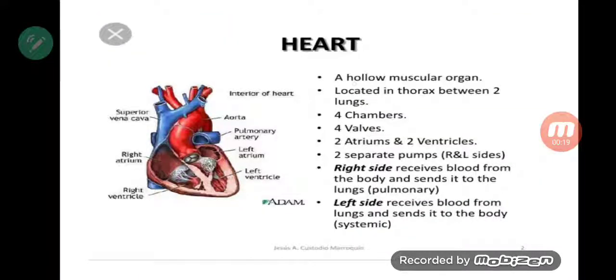The heart is a hollow muscular organ. The type of muscular means muscle, and the type of muscle is cardiac muscle. It is located in the thorax between two lungs. That means the heart is located in the chest. It has four chambers.